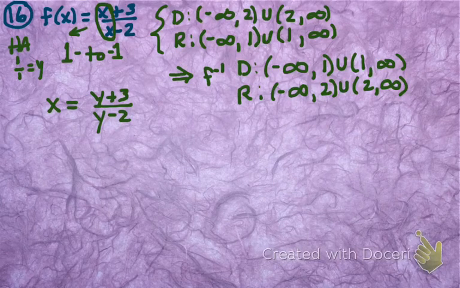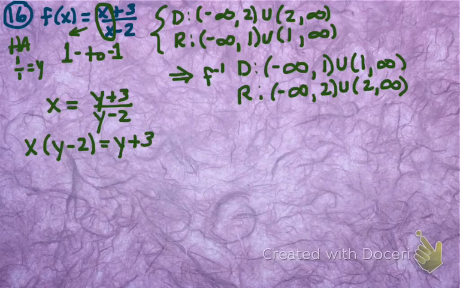Alright, so I want y by itself. I have a y plus 3 on top and a y minus 2 on the bottom. So I'm going to multiply both sides by the denominator so that I can get rid of this rational aspect to this function. And that's my first step. Then my next step would be to distribute this x on the left, and I get xy minus 2x equals y plus 3.